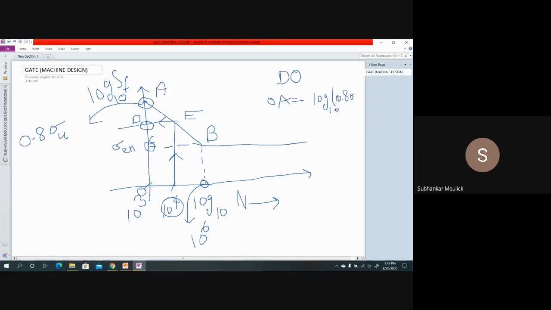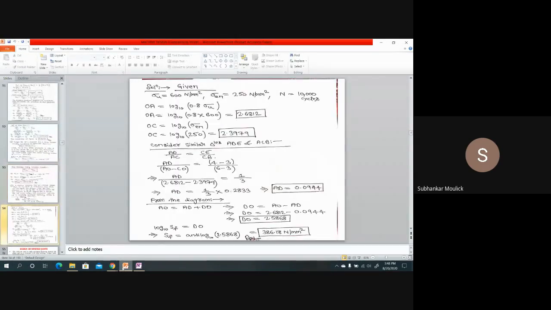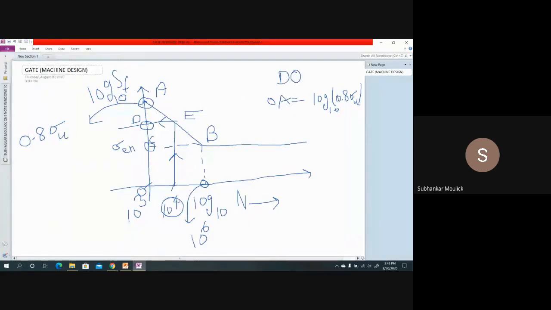Will it be or not? Yes sir. Fine, because both the y and x axes are plotted on log paper, this value of OA, that is log base 10 of 0.8 times sigma u, is coming out to be 2.6812.